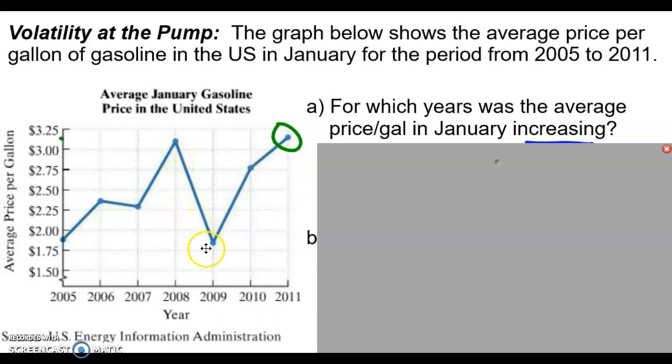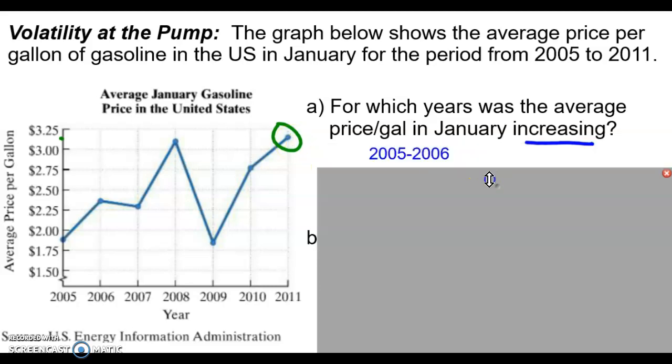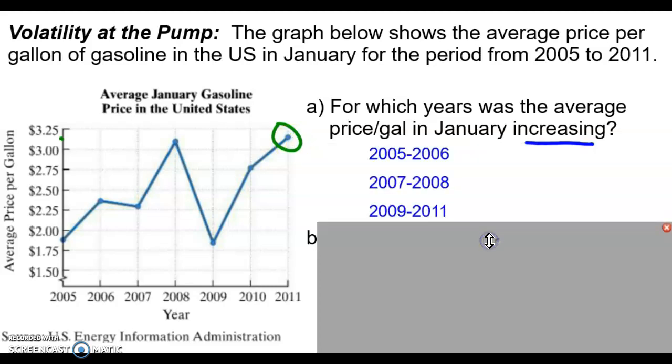And then we had some decrease. And then finally, we have here 2009, 2010, it's increasing. We're still increasing from 2010 to 2011, it's just not quite as quickly. So my answers then would be between 2005 and 6, 2007 and 8, and then from 2009 all the way straight through 2011. There's no reason to stop at 2010 just because the rate changes a little bit.